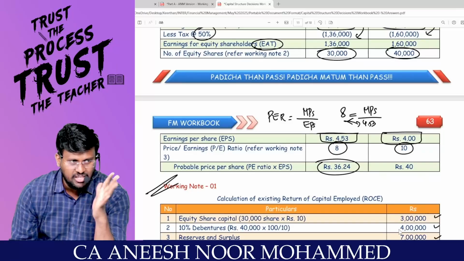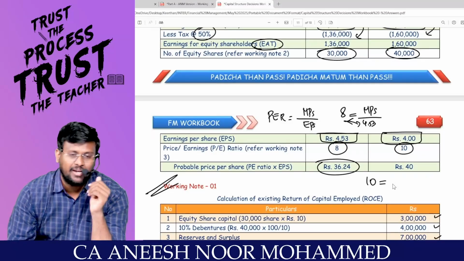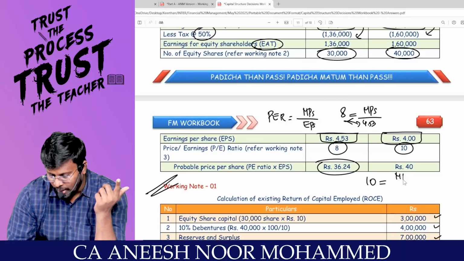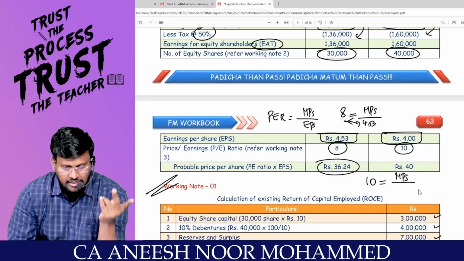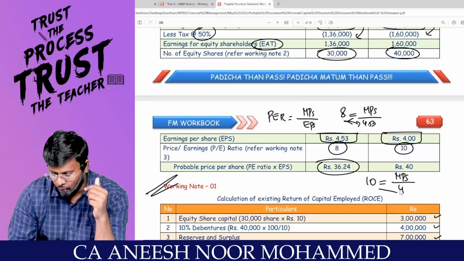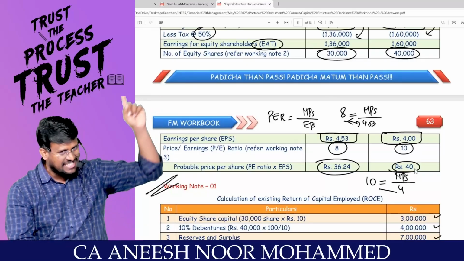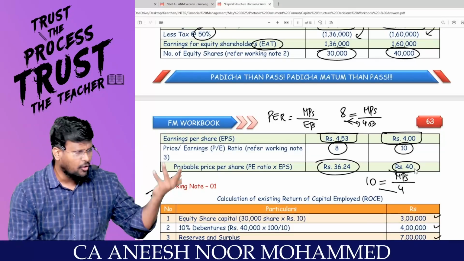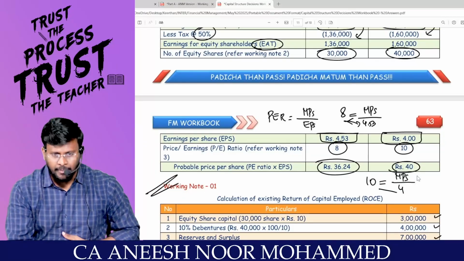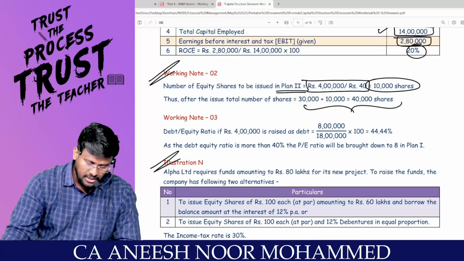But if you are injecting equity into the capital structure, the price earning ratio will be the same at 10. So 10 is equal to MPS divided by EPS. What is EPS? 4. 4 into 10, 40. What is the existing market price? 40. Same. Are you really with me? Yes, sir. That's it with regard to that question.